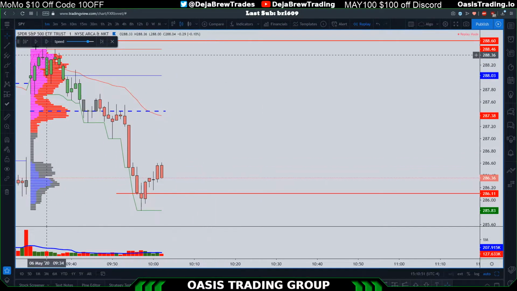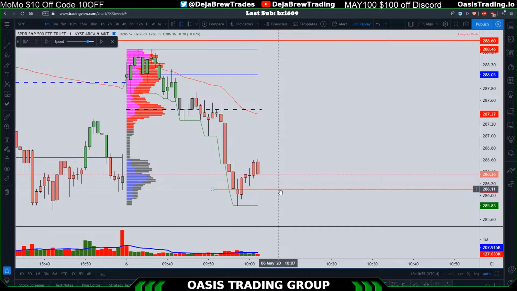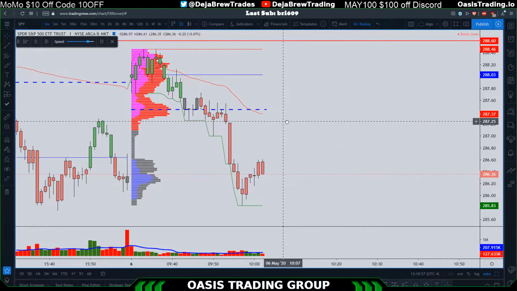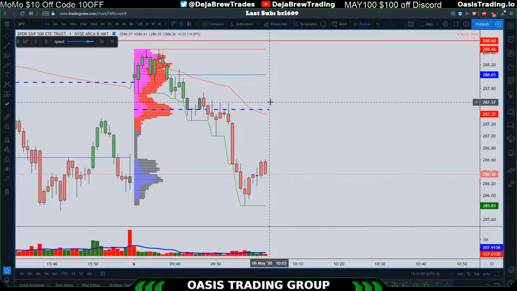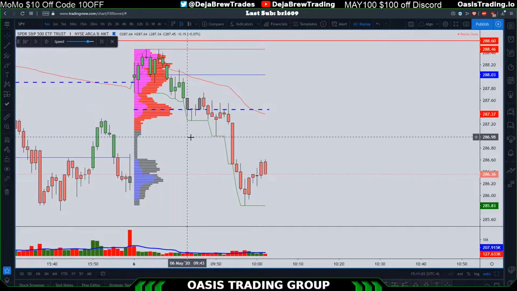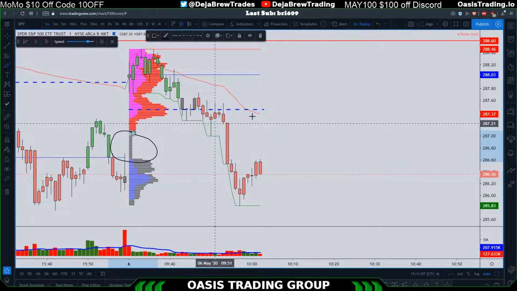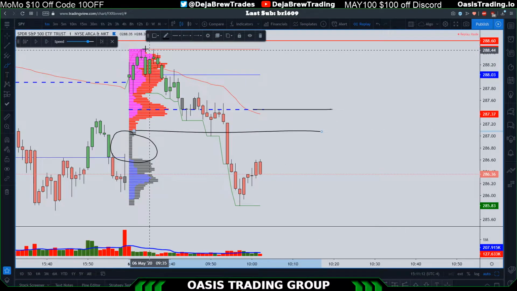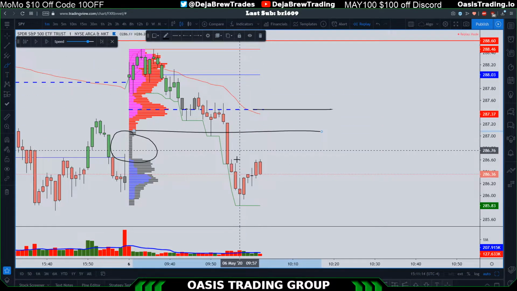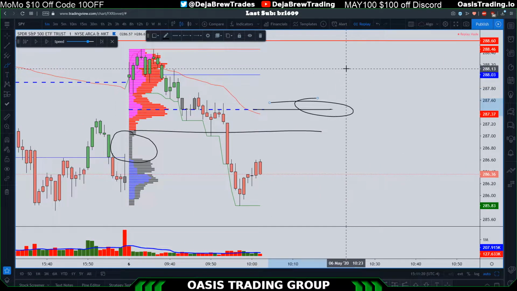Okay, so here's 10 o'clock. So a couple things to note here. Make sure my chat's all good. Okay, everything's good. Couple things to note here are the major gap right here, the POC, the value area low, and the value area high is not really important here. So you have a major gap, you have the value area low, and you have your POC, okay?